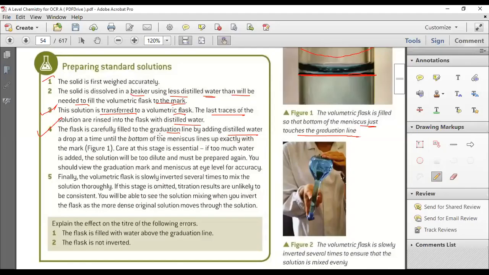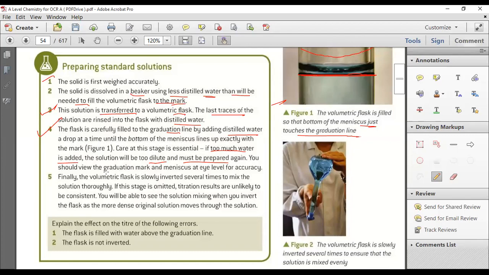Now the flask is carefully filled to the graduation line by adding distilled water a drop at a time until the bottom of the meniscus lies exactly on the mark, as given in figure 1. Care at this stage is essential. If too much water is added, the solution will be too dilute. Why? More water with less solute makes it dilute, and it must be prepared again, because it will not be of the known concentration.